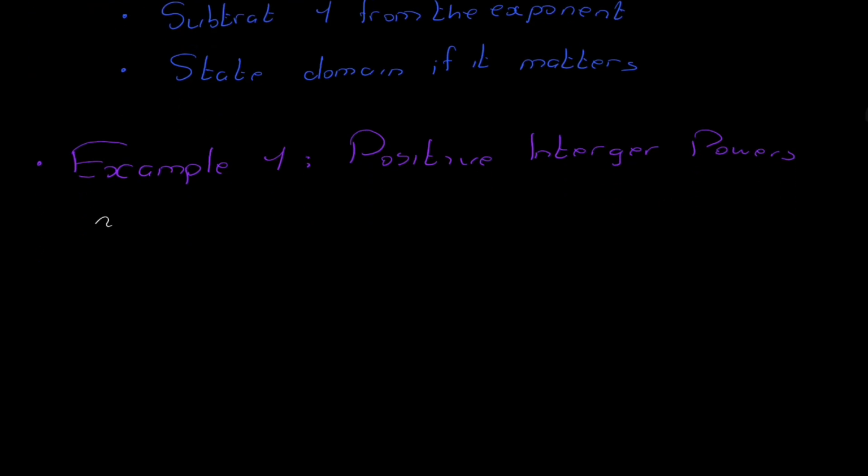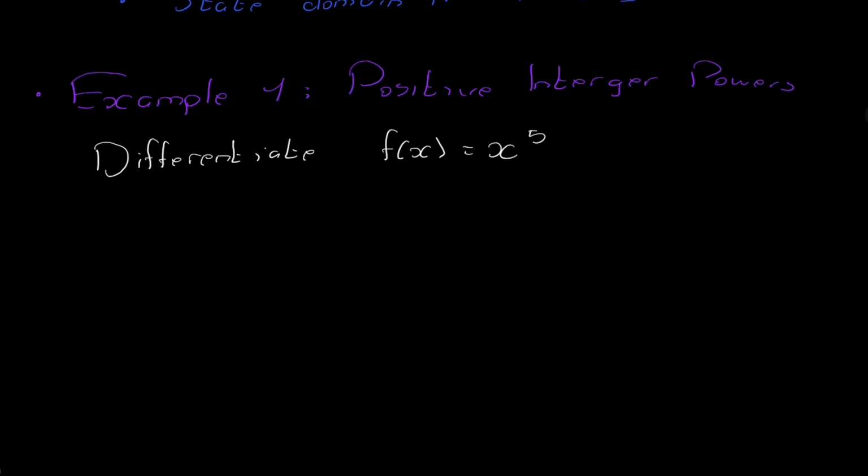So we'll write down our question. Differentiate f of x equals x to the power 5. I will do this slowly and perfectly. What's the first step we have to identify here? We have to identify our power. In this case, our power is 5. And what does our power rule state? It states that the derivative of x to the power n is the same thing as n times x to the power n minus 1.